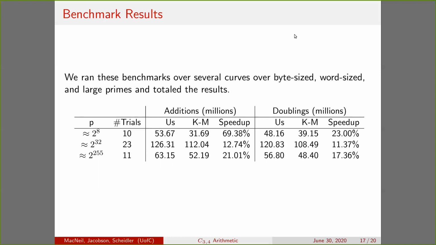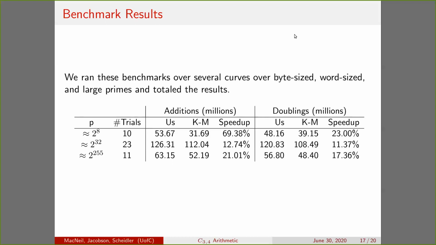So we ran these tests several times over different prime numbers of different sizes with various curves over those primes. And we found that, for example, we ran these trials 23 times over prime numbers on the order of 2 to the 32. These are word-sized primes. And we were able to add a total of 126 million pairs of divisors using our formulas, whereas we were able to add 112 million pairs of divisors using Corey-McDeasy's addition formulas for an improvement of 12.74%.